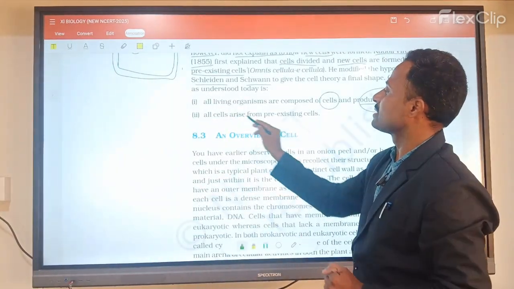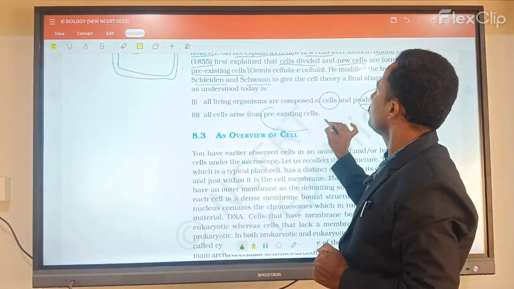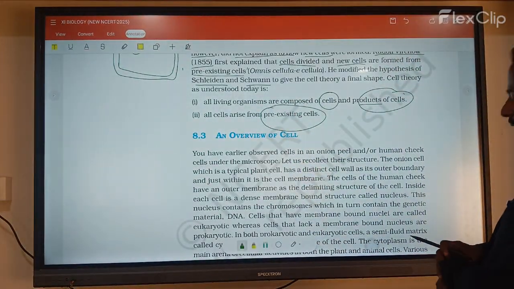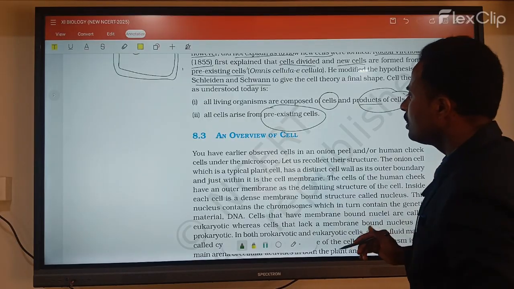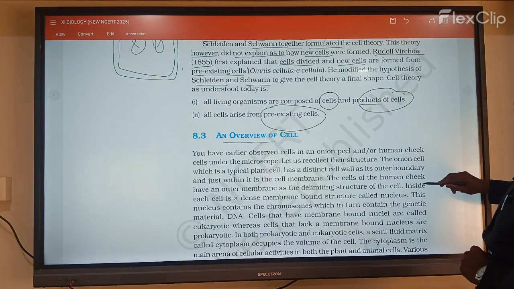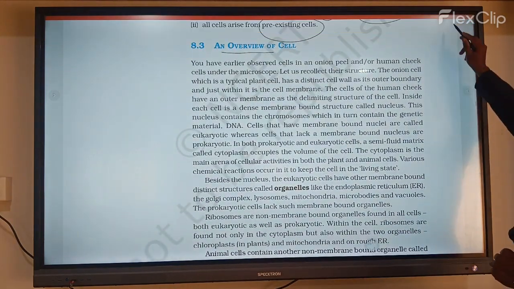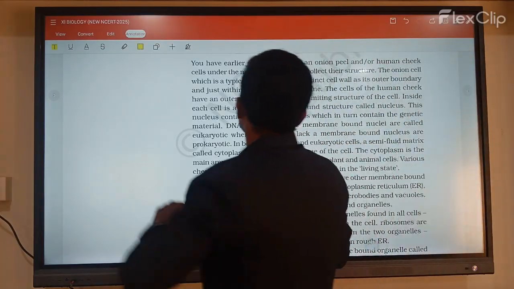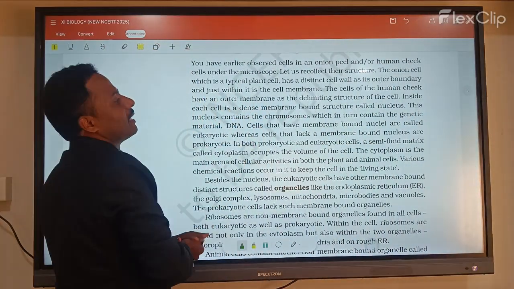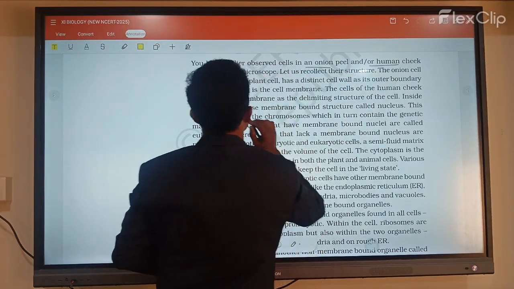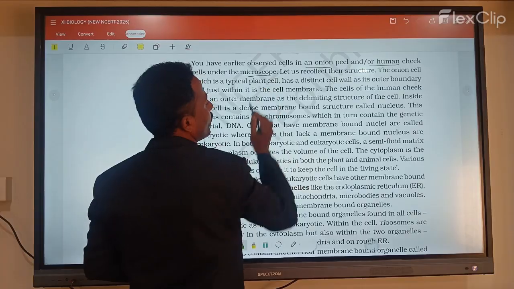And the second one is that cells arise from pre-existing cells. Cells come from pre-existing cells. Now, let us discuss an overview of the cell. You have earlier observed the cell in an onion peel or human cheek cells under the microscope.